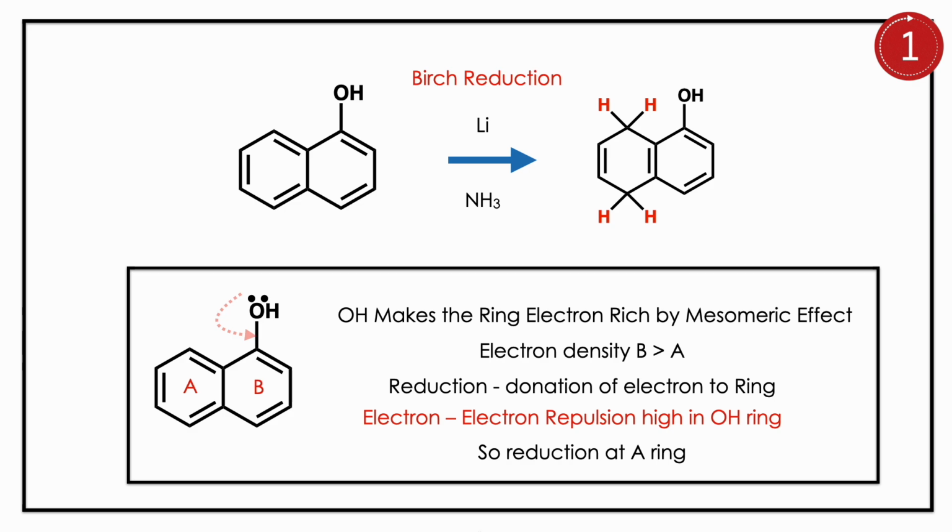So if you look at the electron density, the B ring is denser than A. So the possibility of A attack is more. So the electron repulsion does not allow the B ring to be reduced. You have 1,4 reduction happening at the A ring. The concept you have to learn here is that the reduction happens in the less electron dense ring in the fused starting material. The concept you have to learn here is that in Birch reduction, the reduction always happens in the less electron dense ring.